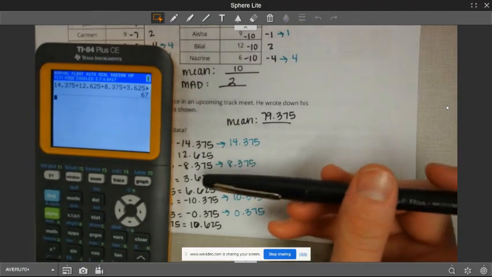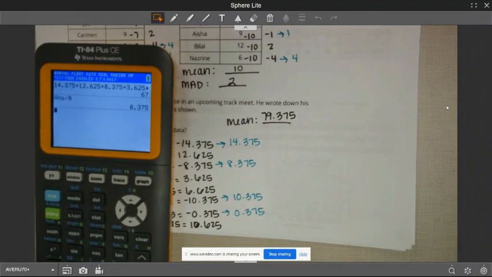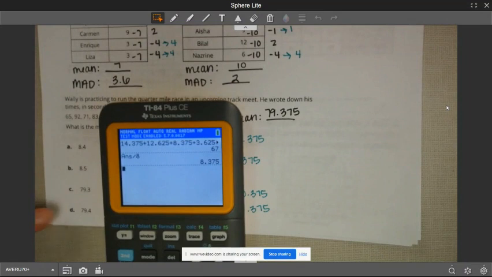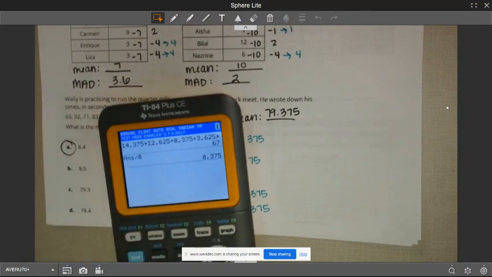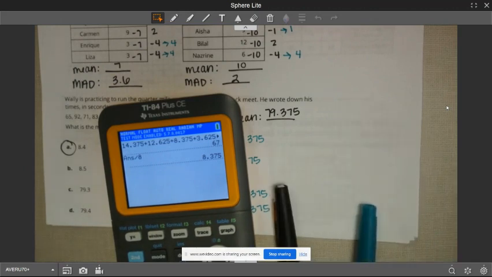I get 67, and I added 1, 2, 3, 4, 5, 6, 7, 8 numbers. That's the same I got for the mean. Divide, I get 8.375. So from my answer choices, the closest one was 8.4. We're not rounding until the very end, and you're only rounding if the multiple choice answers ask you to do that. All right.